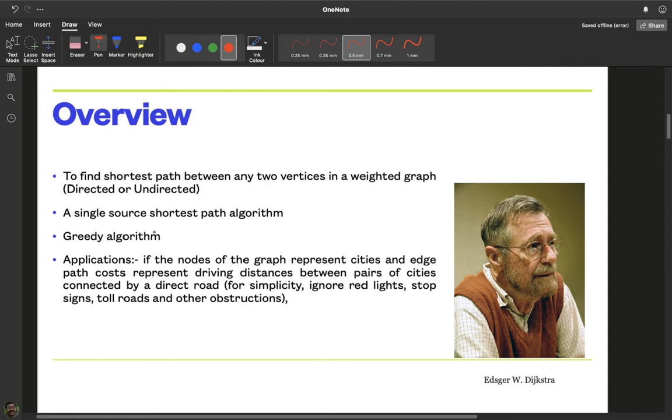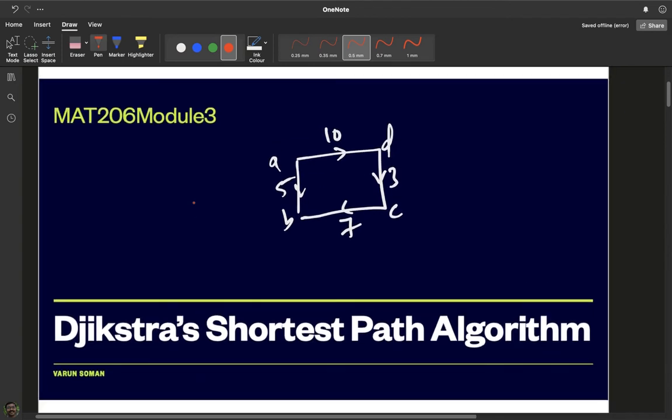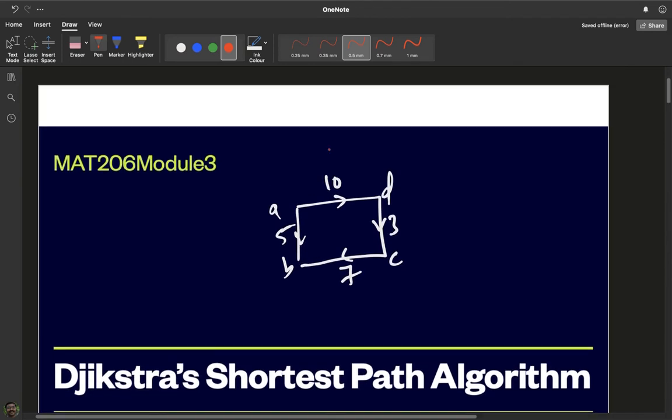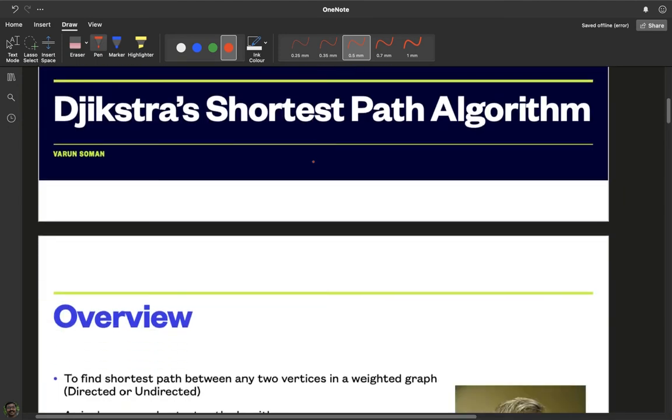What do you mean by single source shortest path algorithm? Actually, that means in this graph as I have drawn here, Dijkstra's algorithm gives you the shortest path from A to all other vertices. That is why it is called a single source. From a single source I can find the shortest path to all other vertices. So that's why it's called a single source shortest path algorithm.